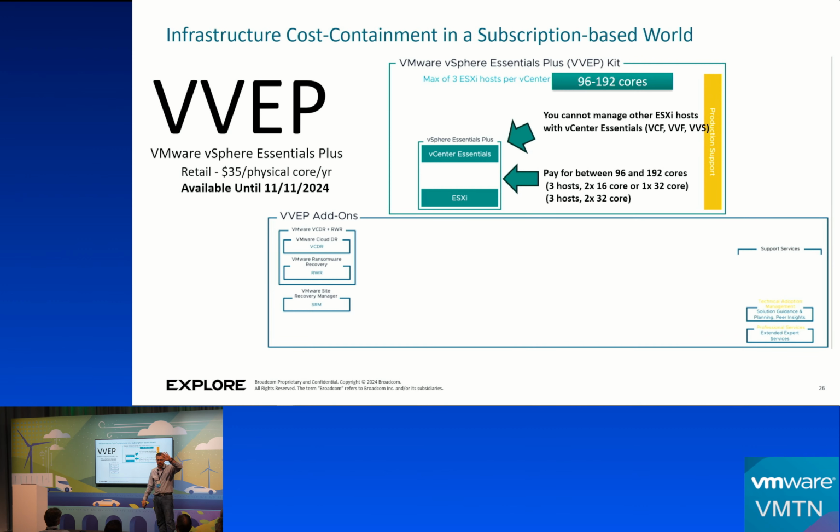Any Essentials Plus kit users here at all? It's really not that big of a use case. If you have 3 hosts, it's probably a good use case. If you have 2 hosts, you'll use Standard. If you have more than 3 hosts, you have to use Standard. Because for this product, it's $35 a core, but you have to buy a minimum of 96 cores. Even if you only have 20 cores, you have to buy 96. So you might as well buy Standard, which is $50 instead of $35. Not a lot of people are crying about the fact that this is available until the 11th. It's going to be dead on the 11th of November, right?